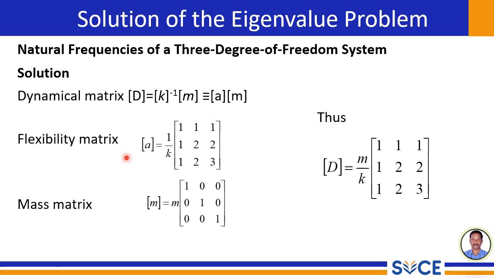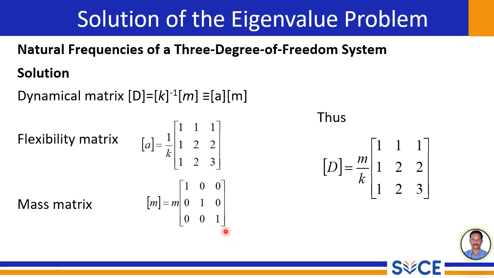The flexibility matrix A for the system is given by 1 by stiffness multiplied by the matrix with rows 1 1 1, 1 2 2, 1 2 3. The mass matrix for the system is given by mass multiplied by the identity matrix. Hence there is only mass 1 at M1, mass 2 at M2, mass 3 at M3, and all other entries are 0. So it is 1 0 0, 0 1 0, 0 0 1.